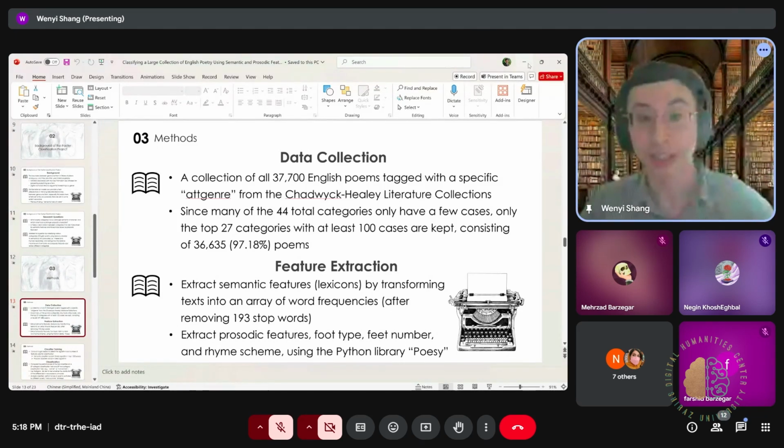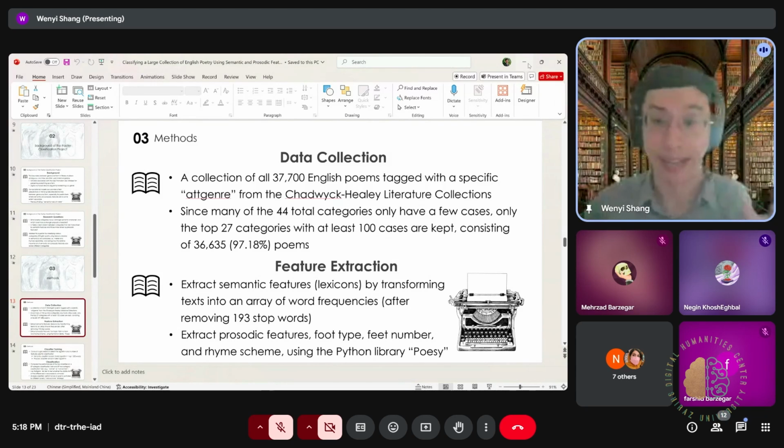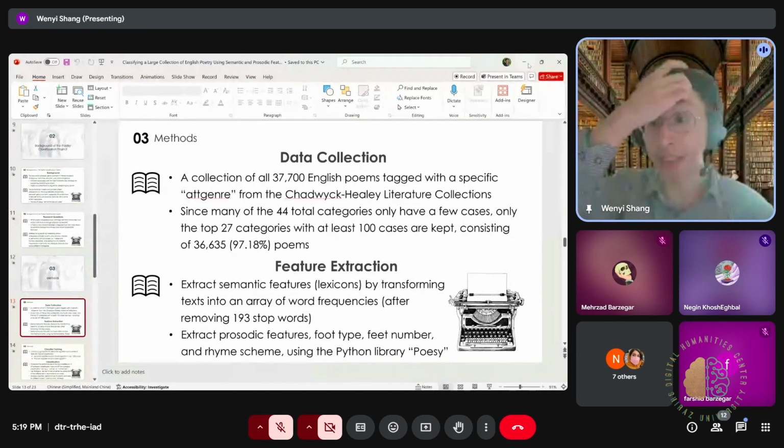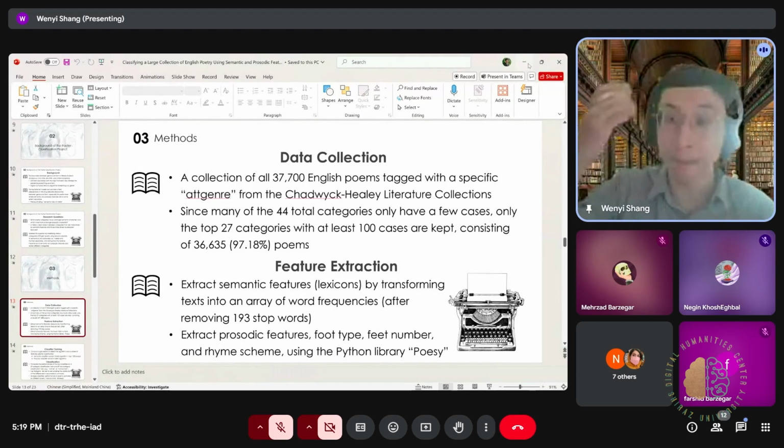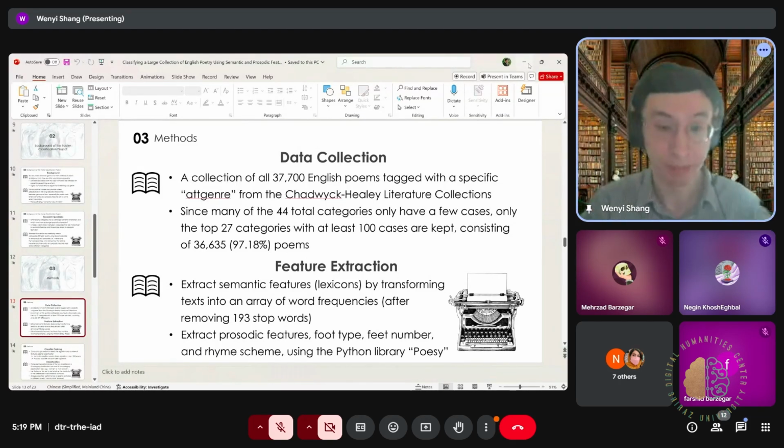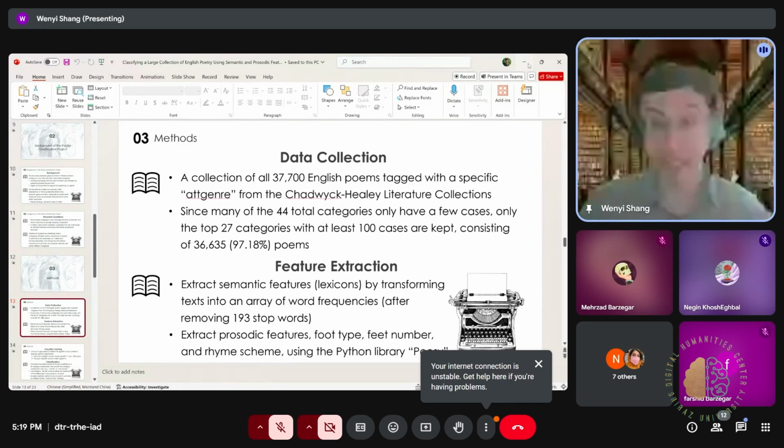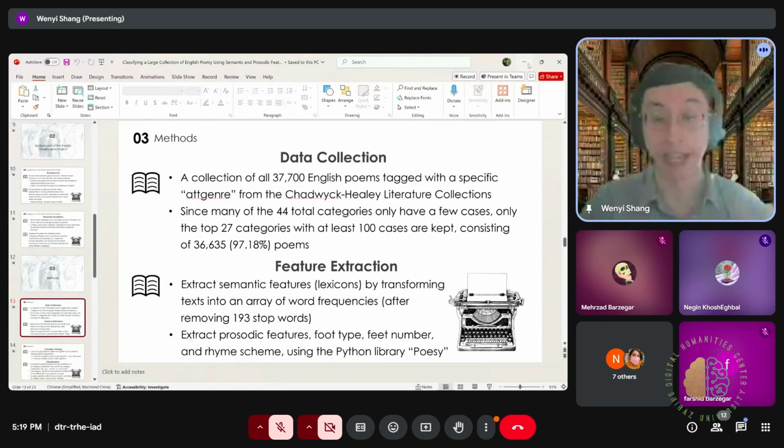And for the prosodic features, we extract three prosodic features, including foot type, that is, the strong and weak syllables, like the iambic, trochee, dactyl, and so on, and feet number, that is, how many feet there are in each line. Like if there are 5 feet in each line, then we call it pentameter. If there are 4 of them, then we call it tetrameter, and so on and so forth. And also the rhyme scheme, like if the scheme is ABAB, that will be alternate rhyme. If it's ABBA, it will be an embedded rhyme, and so on and so forth.